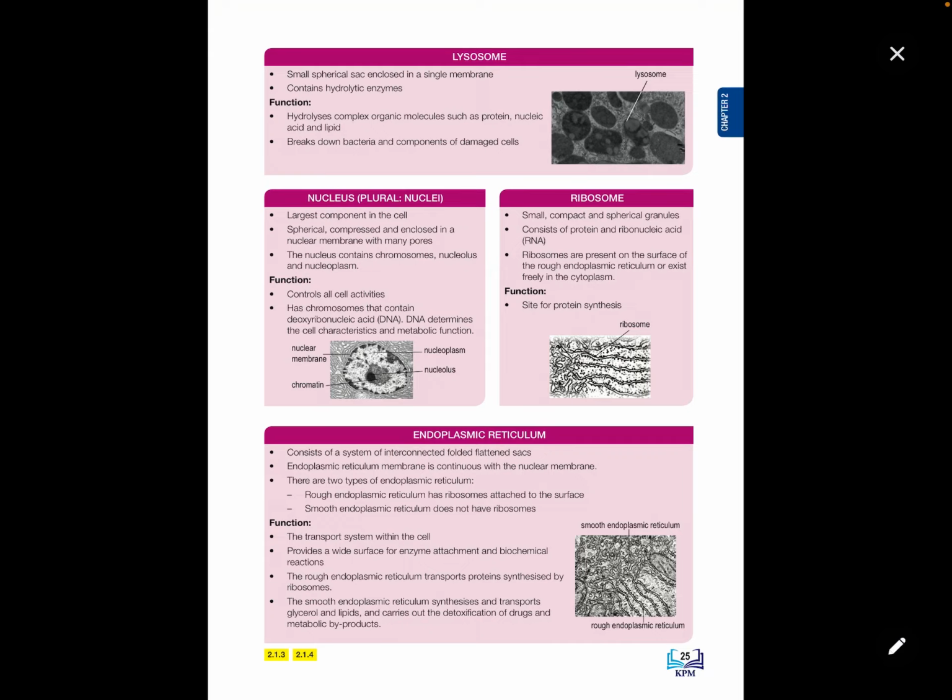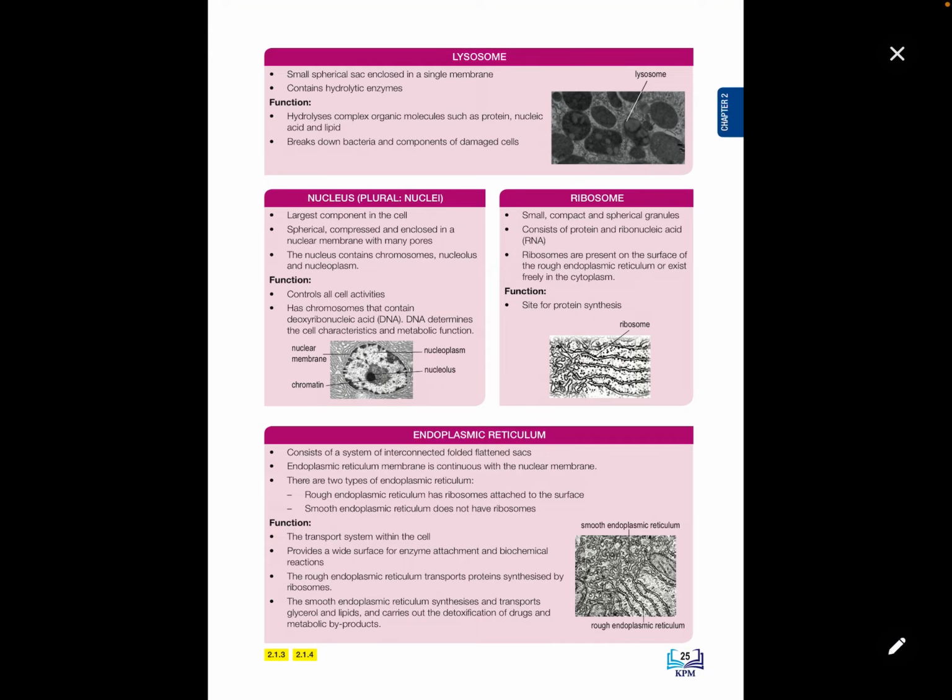Next is nucleus, or nuclei for plural. And this is the most important thing in cells. Without a nucleus, the cell cannot function, because it controls all of the cell activities. Basically, all of the important things are here, such as the chromosomes, and nucleolus. Next is the ribosome, and the ribosomes consist of protein and RNA. And basically, ribosomes are sites for protein synthesis.